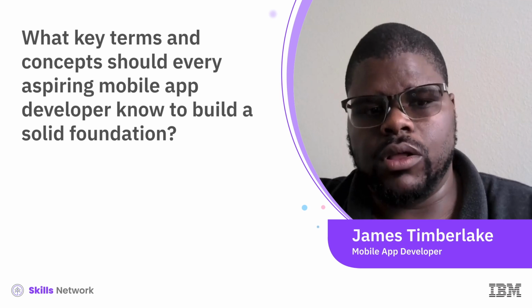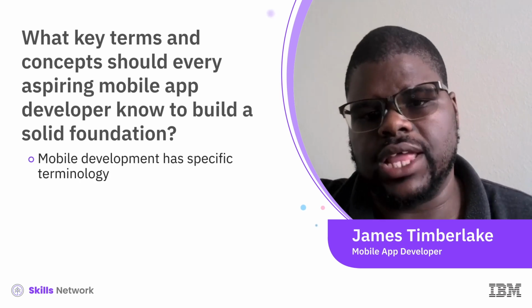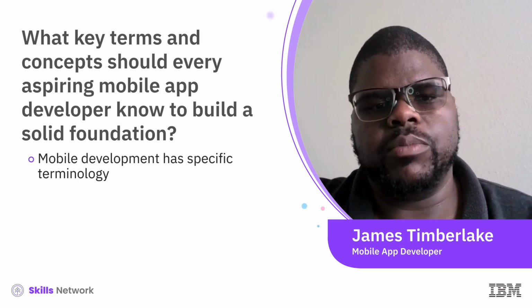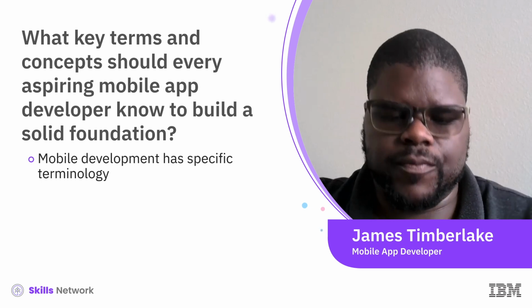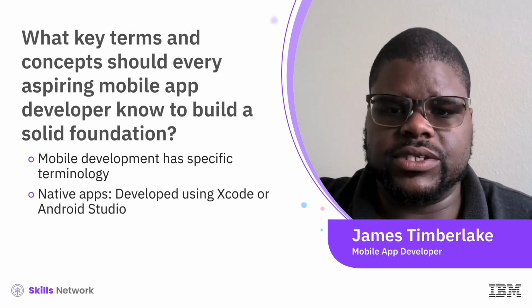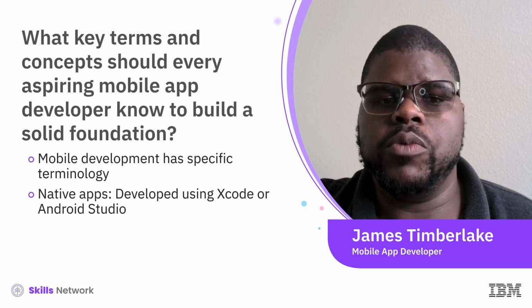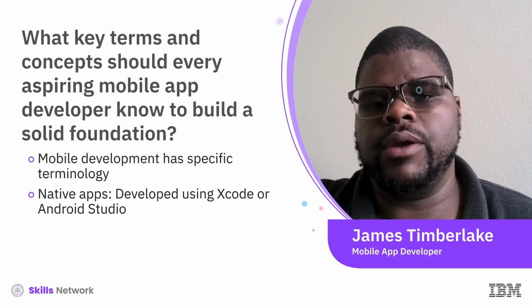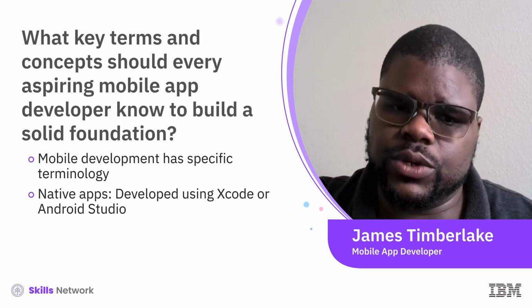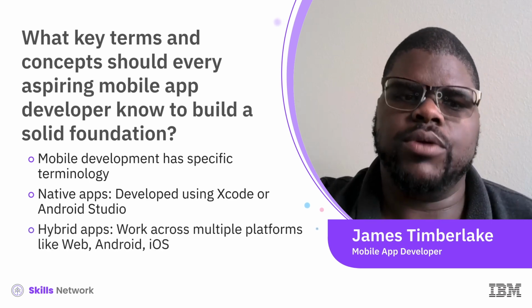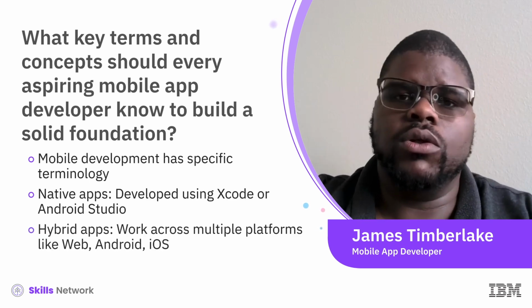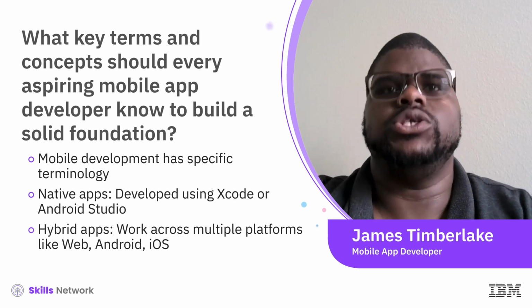In the mobile world, there are a lot of terminology that you'll need to learn. Here are a couple of terms that you'll hear in the mobile world. Native apps, for example, is a term to describe the mobile development process that's primarily done using Xcode and Android Studio. Hybrid apps are mobile applications that can work on multiple platforms like web, Android, iOS.